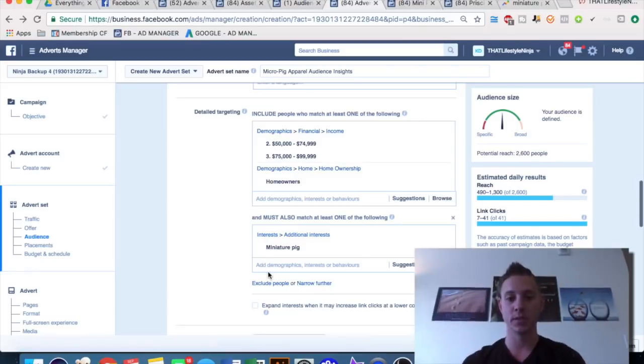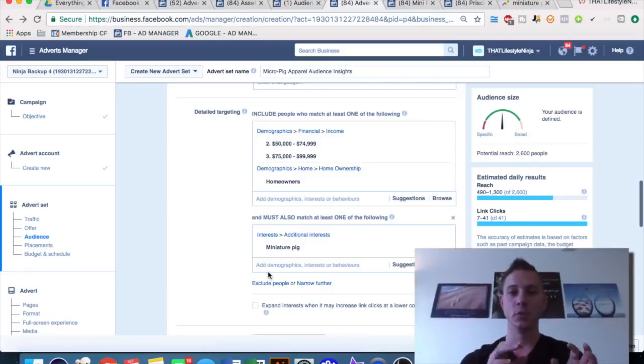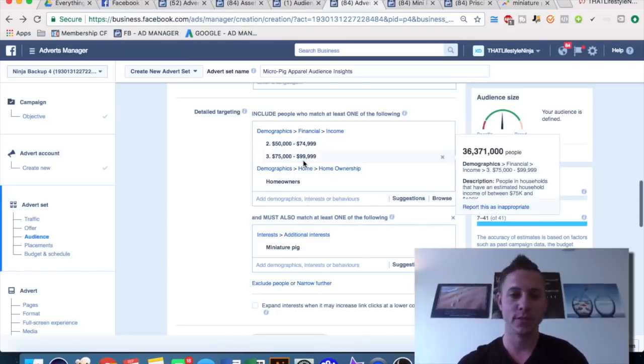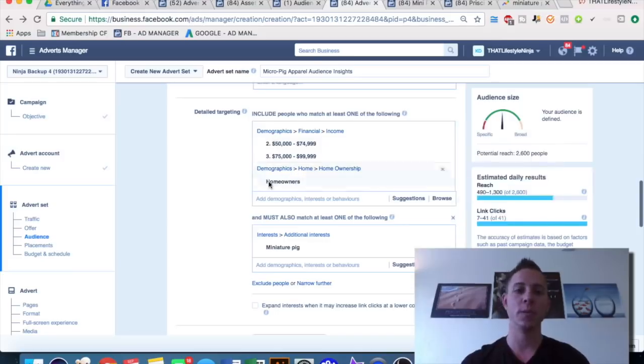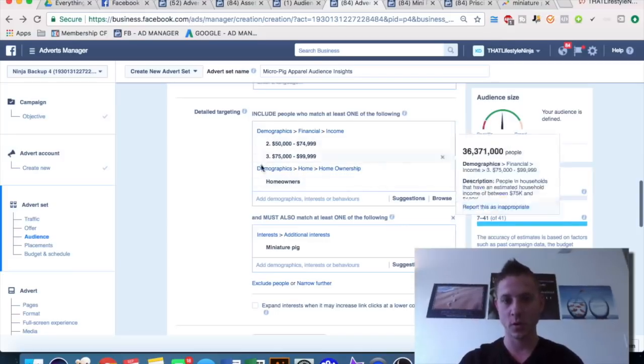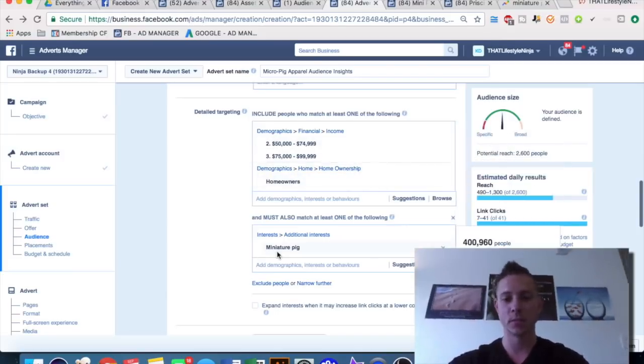So I want every single person in this entire campaign to have liked miniature pigs, but I don't really care if they're between 50 and 75, or if they're between 75 and 99, or if they're homeowners. I just want them to be one of the 3. So either or here, and is a must, which is very important to understand. So now our potential reach is 2,600 people, which is already quite small. Really, we're only going to be showing between 500 and 1,300 per day.